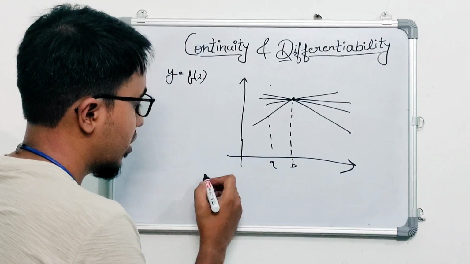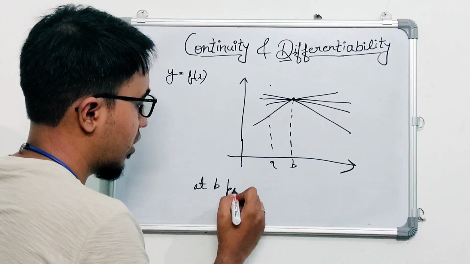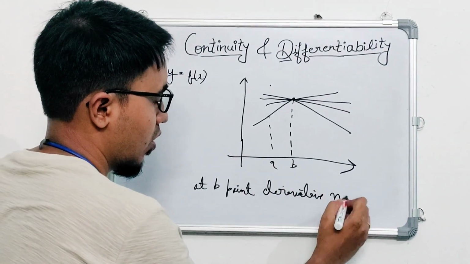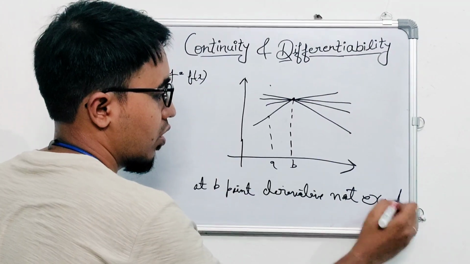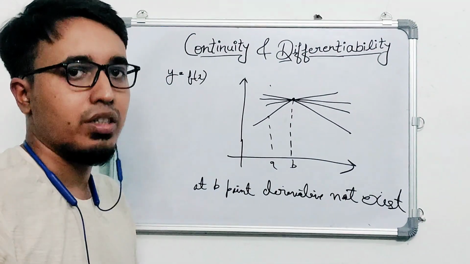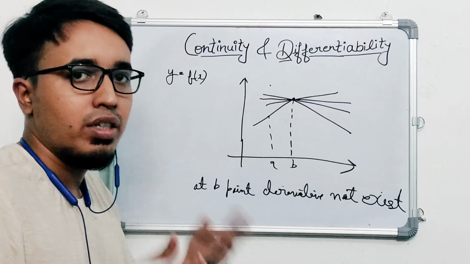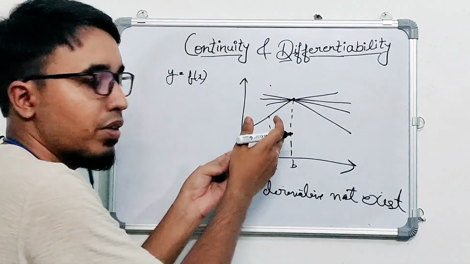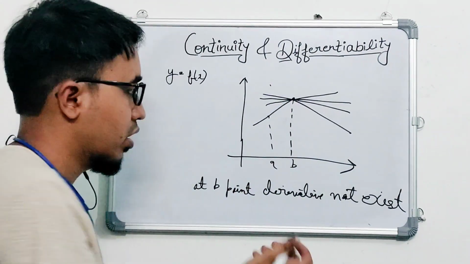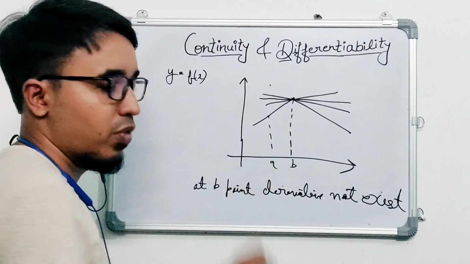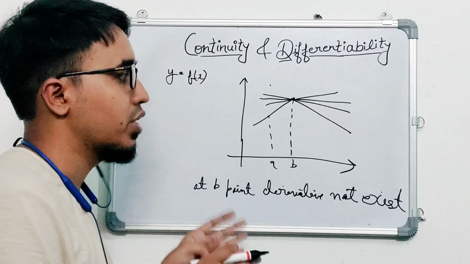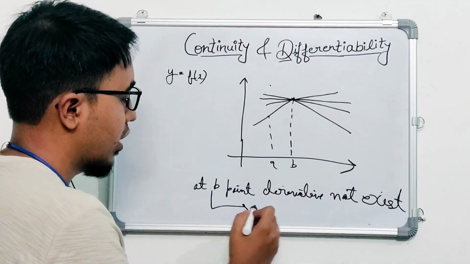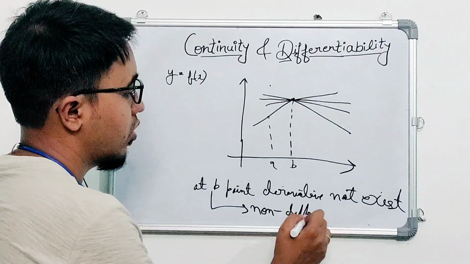So at point B, the derivative does not exist. Where the derivative does not exist, that point is non-differentiable. Differentiability does not exist there. So at point B the function is non-differentiable, because the derivative does not exist, as I have already told you. So this point B is non-differentiable.